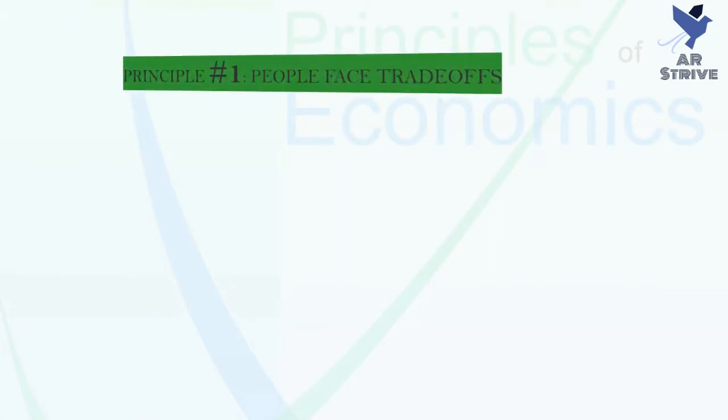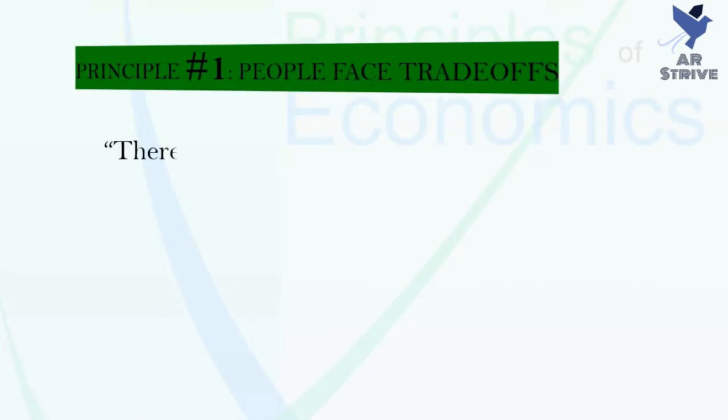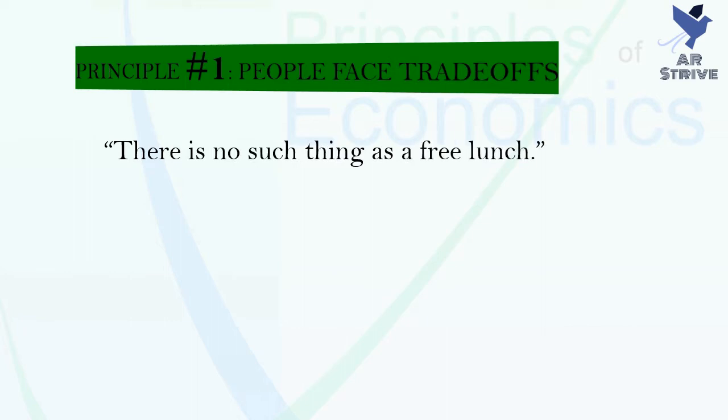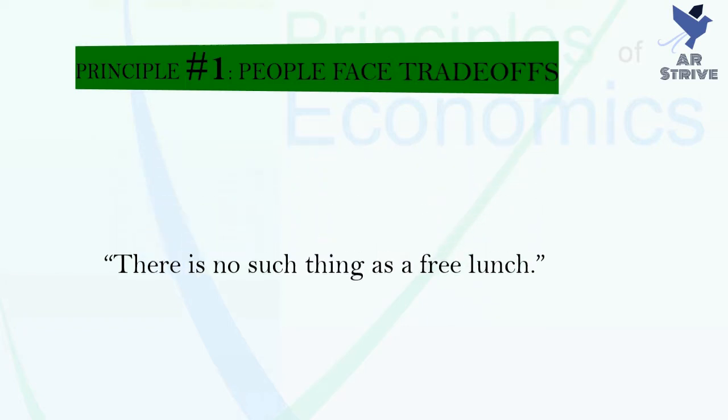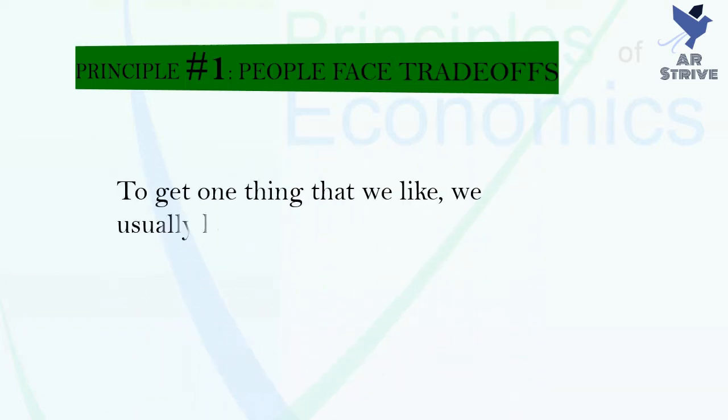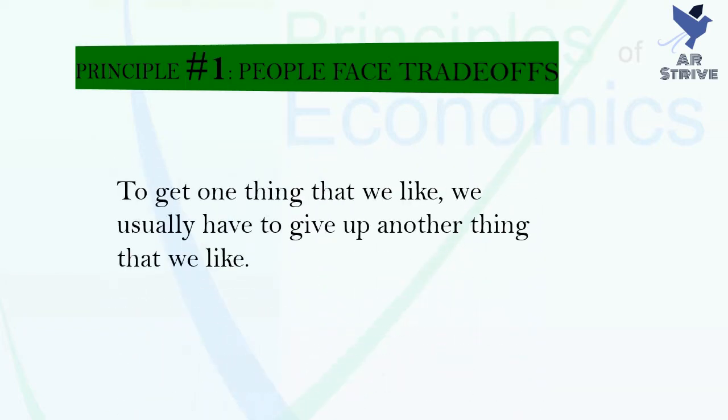The first important principle is people face trade-offs. As it is said, there is no such thing as a free lunch. To get one thing that we like, we usually have to give up another thing that we like. Making decisions requires trading off one goal against another.